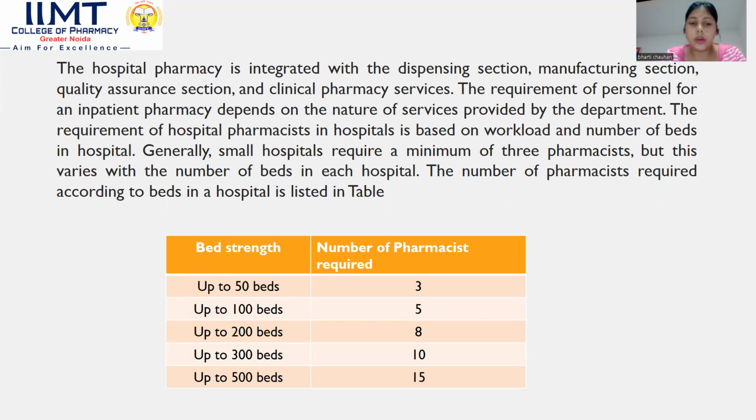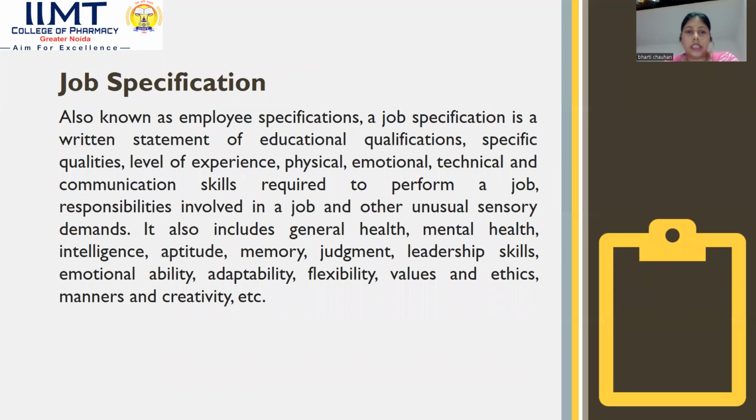So up to 200 beds, there should be 8 pharmacists required, and up to 300 beds, 10 pharmacists are required around the area. So last, up to 500 beds, there are 15 pharmacists which are required around the area. Next is job specification, which is employee specification. If you are applying for any job, you should know first what is the specification of the job or what is the work for the job.